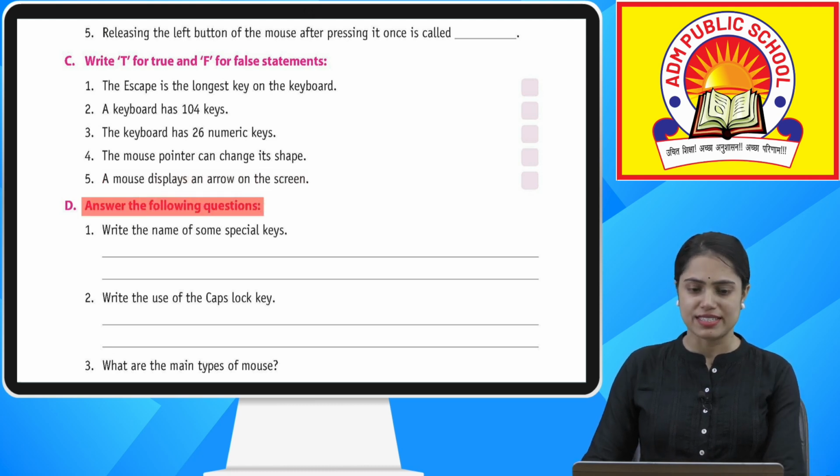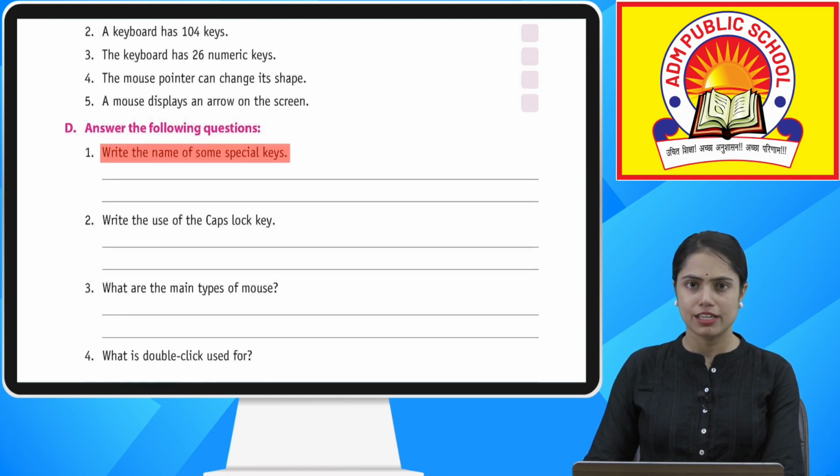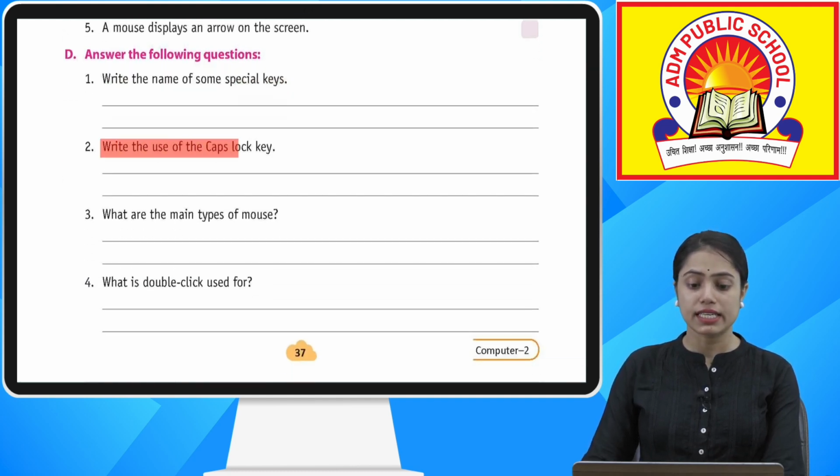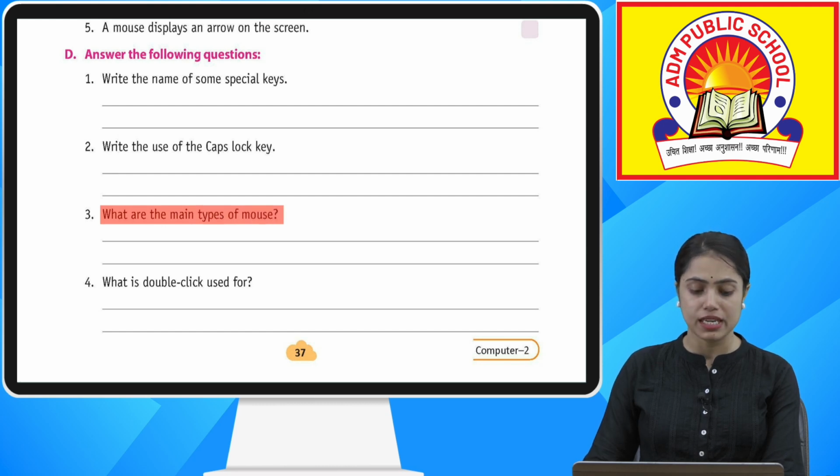Answer the following questions. Write the name of some special keys: tab, caps lock, enter, alt, control. Write the use of the caps lock key. Caps lock key is a button on a computer keyboard that causes all letters of bicameral scripts to be generated in capital letters. What are the main types of mouse? A computer mouse can be categorized into a few different types: wired, wireless, optical, mechanical, laser, and trackball.